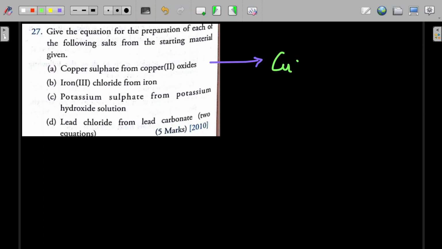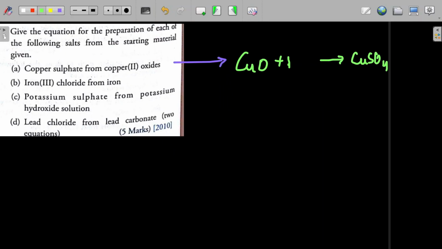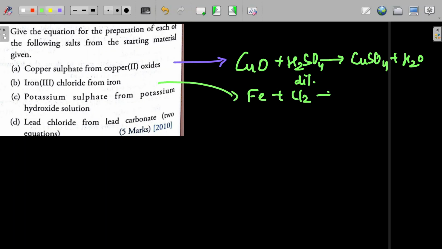CuO plus sulfate. You want to get copper sulfate. Sulfate will come from where? H2SO4. So you have to analyze. CuO is a base. Then I will use an acid to get the salt and water. Okay. Iron 3 chloride is anyway a combination reaction. This you people don't forget.